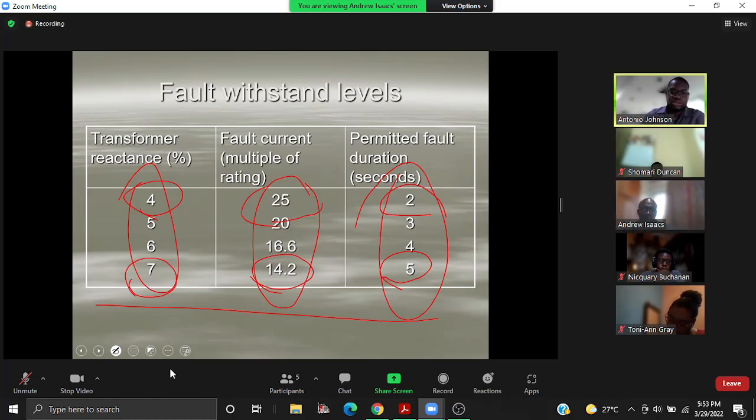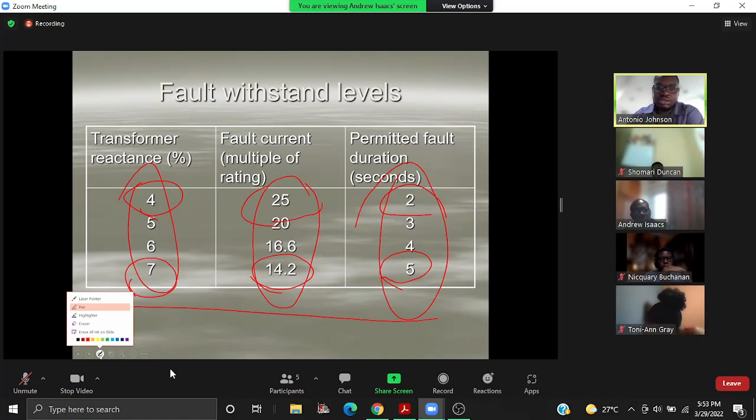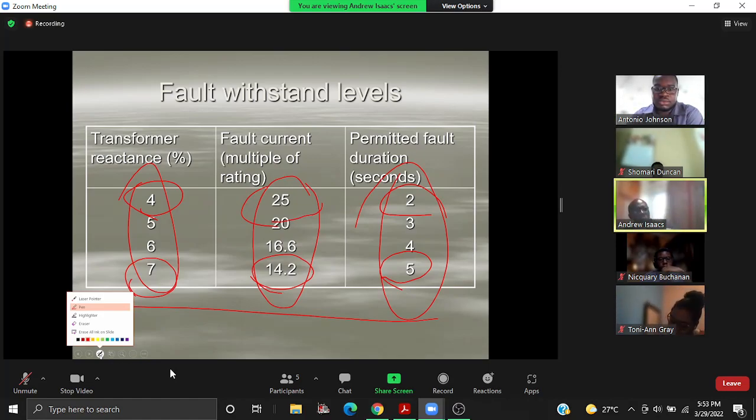Excuse me, sir. These are, I'm presuming, the standardized ratings. These would be standardized ratings, or is it something that you get off the nameplate? This would be what you would get for this particular unit. But we are giving you some examples of what would exist. So you'll be able to pick this up from the data sheet from a transformer. Understood.